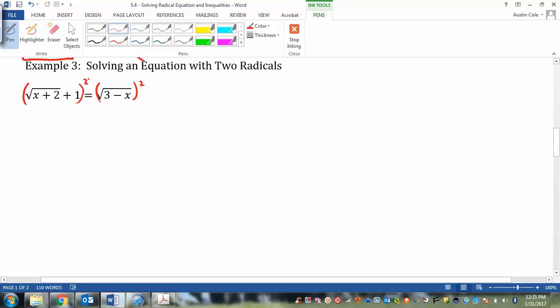So why not just cancel one square root and then do the thing twice? Because it's like a FOIL or something. Yes. This cancels off. This just cancels. But now I have to write this twice. I have to write the square root of x plus 2 plus 1 times the square root of x plus 2 plus 1, and that's going to be equal to, after my square root goes away, 3 minus x.